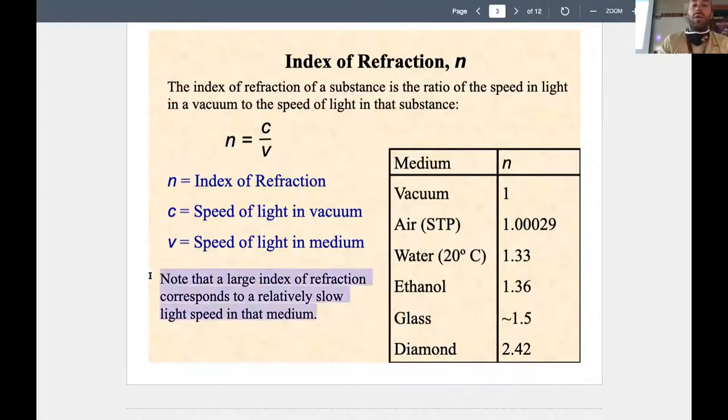So the higher the index of refraction, the more optically dense the object is. And if something is more dense, it's harder to move through it, which is why our light waves slow down. So far, so good.